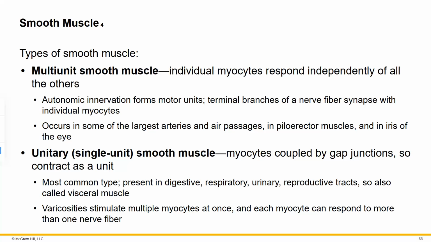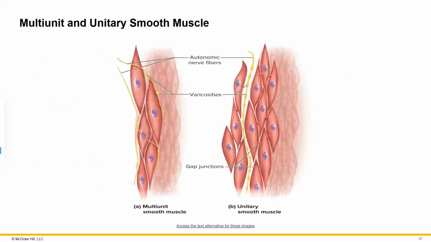In unitary or single-unit smooth muscle, myocytes are coupled by gap junctions, so they contract as a unit. It is the most common type, present in the digestive, respiratory, urinary, and reproductive tracts, so it is also called visceral muscle. And this shows a picture of multi-unit and unitary smooth muscles.